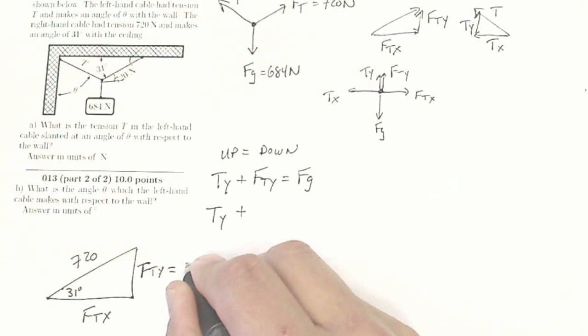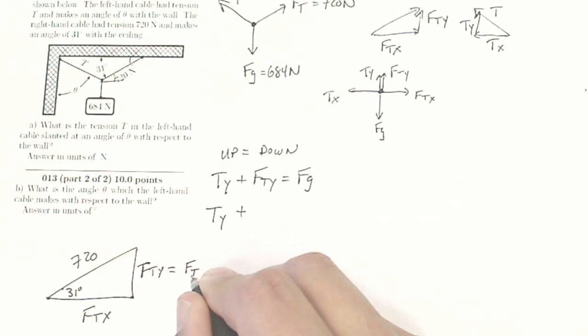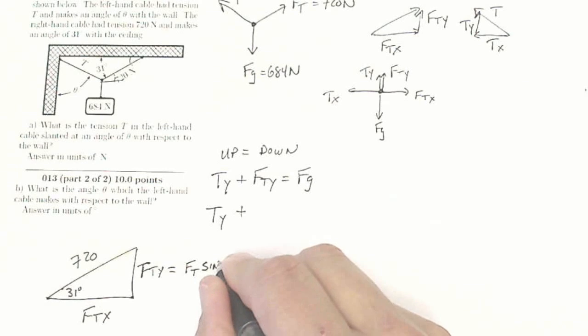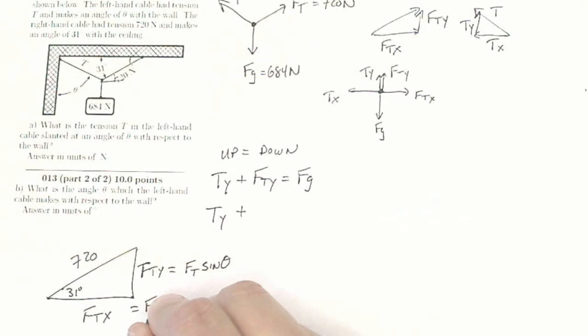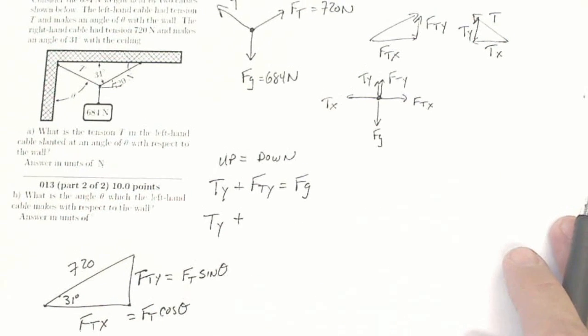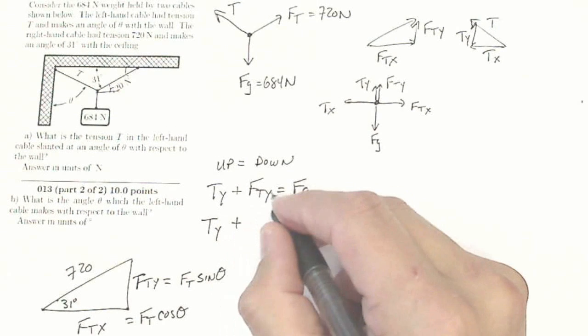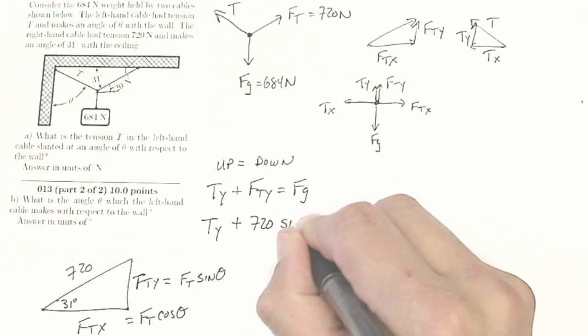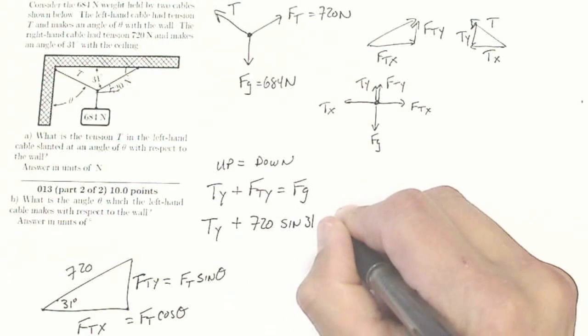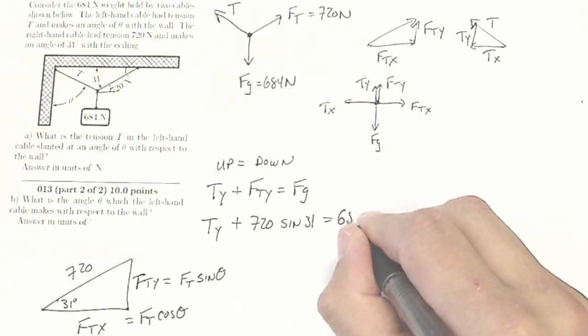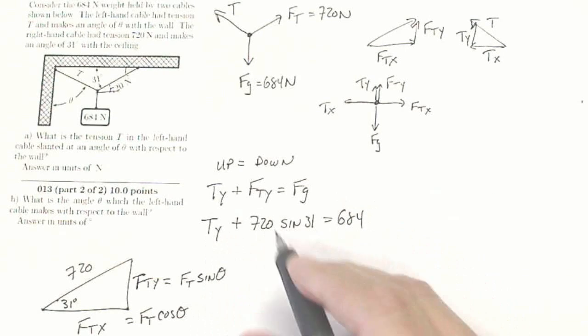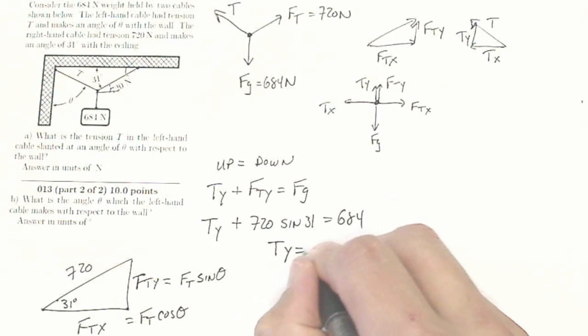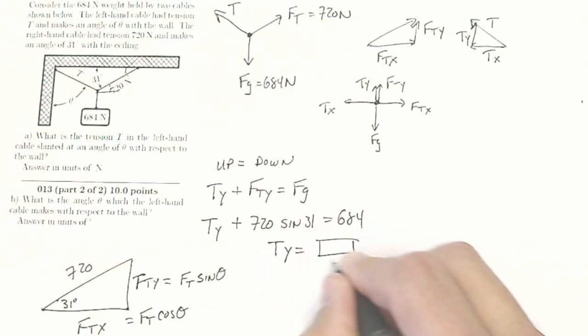This one is going to be my Ft times the sine of theta, and this one is going to be my Ft times the cosine of theta. So Ft is 720, theta is 31, so I know these two. So now I'm going to slide back here a little bit. This Fty is Ft sine theta, so that's going to be 720 sine 31, and that plus Ty equals my force of gravity, which is 684. So from this, I know what my Ty equals, because that's just 684 minus that.